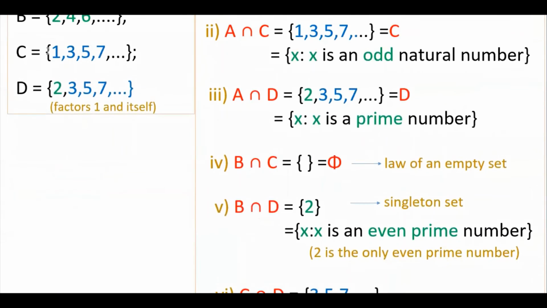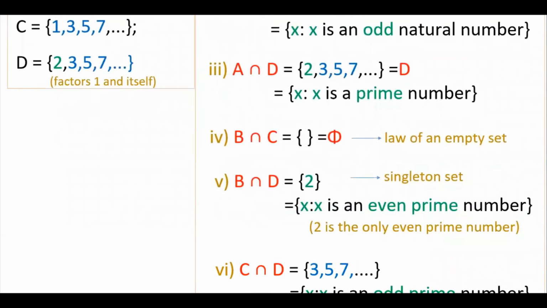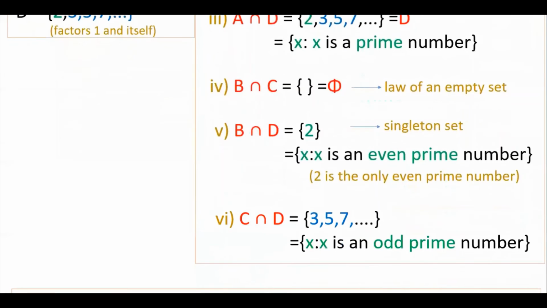So C intersection D. See here these two sets. The common elements: take out 1 and 2, and only 3, 5, 7, etc. These are the common elements, 3, 5, 7, all odd numbers except 1. So C intersection D is equal to 3, 5, 7, etc. These numbers are odd prime numbers: X such that X is an odd prime number. Only 2 is an even prime number, and except 2, the other prime numbers are odd prime numbers. So right here, X is an odd prime number.